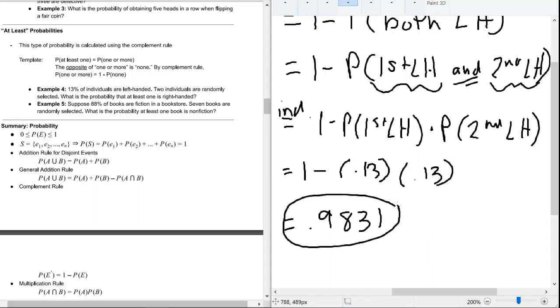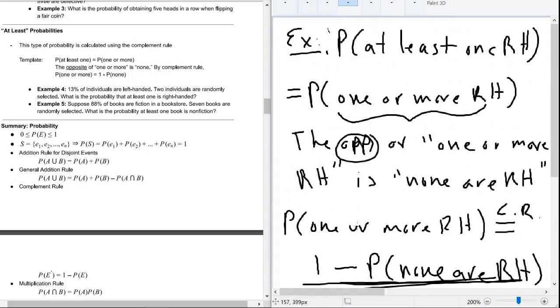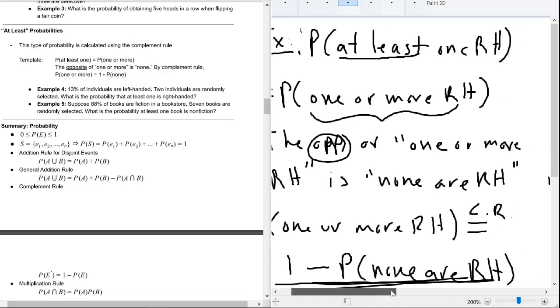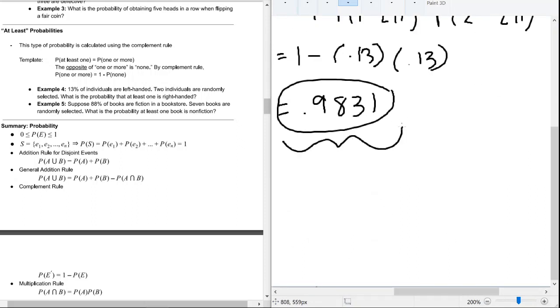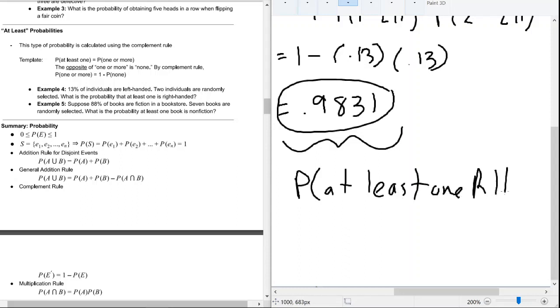So what did we ultimately answer? Okay, so going back to the problem, we were looking for the probability that at least one person is right-handed. Okay, this was the question that we ultimately answered, but the keyword at least required a complement rule in order for us to get there. Okay, so this probability here is the probability that at least one person is right-handed.